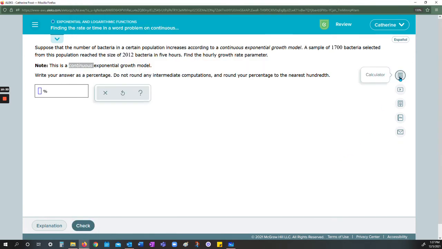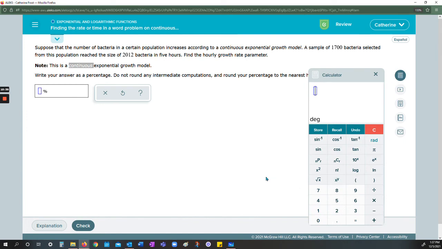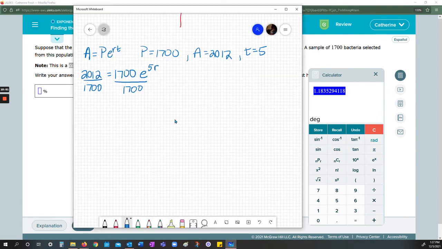Let's see what it is when we put that into the calculator. It looks like they're rounding it off there, so we don't want to do this. We could try to simplify that, but I'm just not going to worry about it. We'll just deal with writing these numbers over and over. So we now have 2012 over 1700 is equal to e to the 5r.